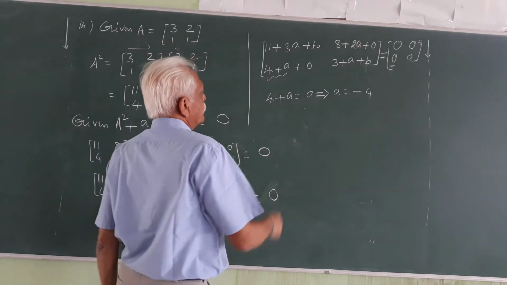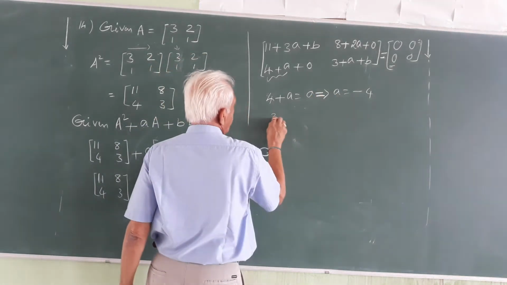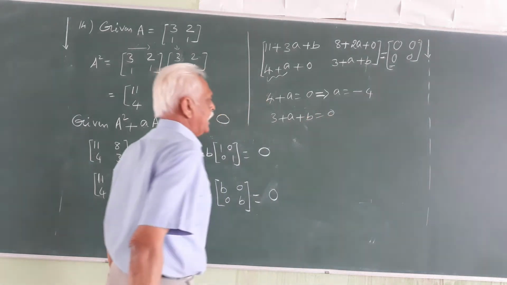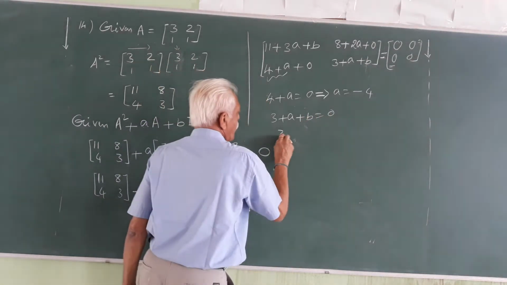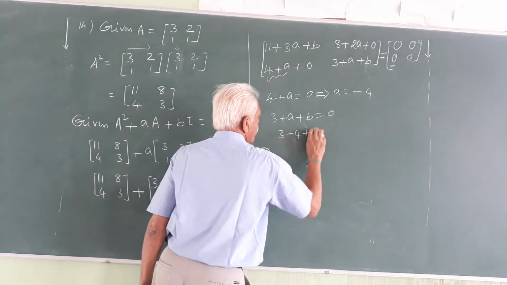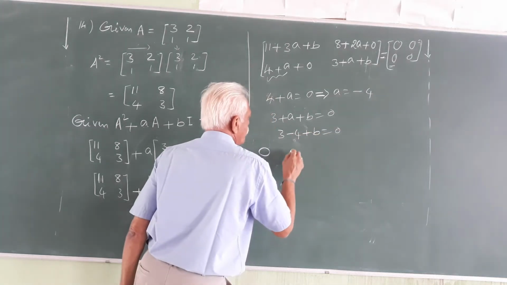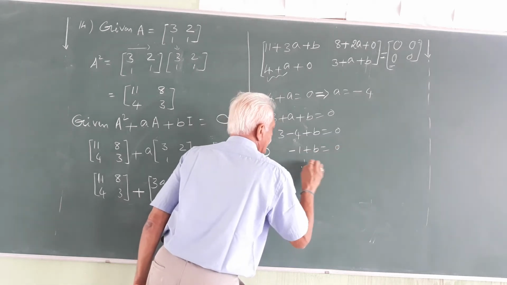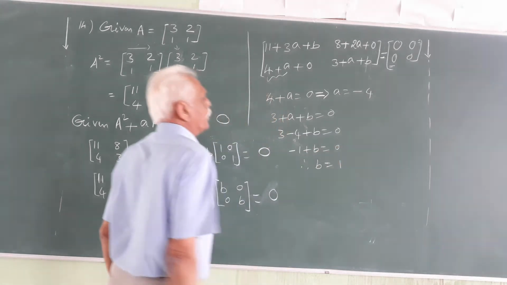And then 3 plus A plus B is equal to 0. 3 minus 4 plus B equal to 0. Minus 1 plus B is equal to 0. Therefore, B is equal to 1.